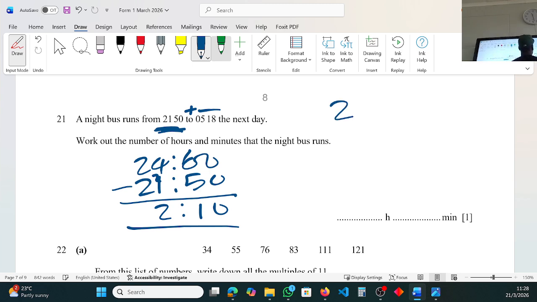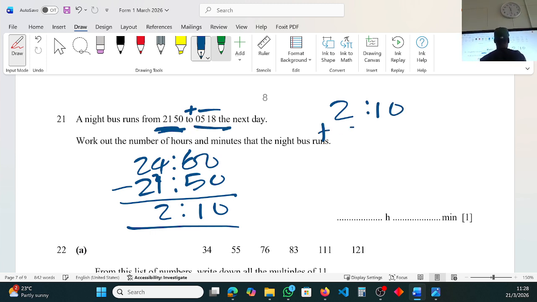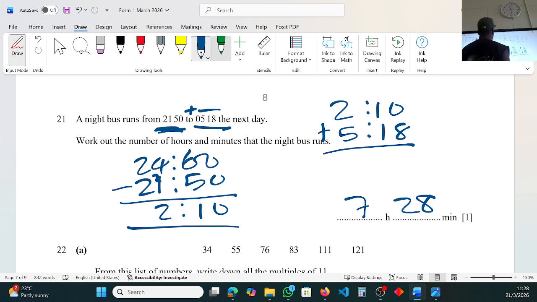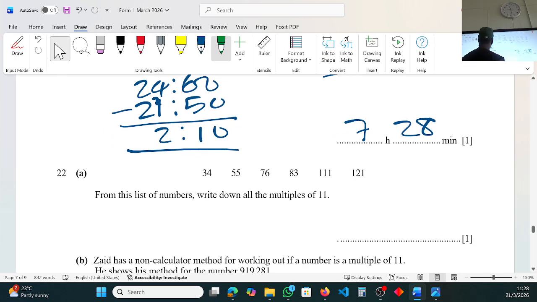So finally, it will be 2 hours, 10 minutes plus the period we had in the following day, which is 5:18. So when I sum the two, it's going to give me 827. So what it means is the night bus runs for 7 hours and 28 minutes.